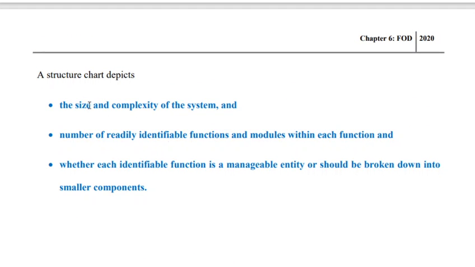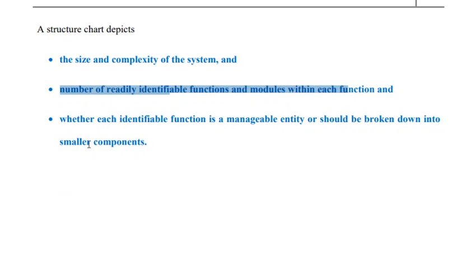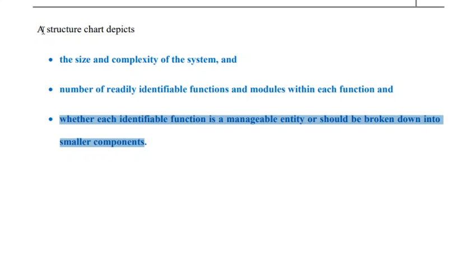A structured chart basically represents the size and the complexity of the system, the number of readily identifiable functions and modules, right? Within each function, it shows whether each identifiable function is a manageable entity or should be further decomposed or broken down into smaller components. That is what a structure chart is capable of depicting. It depicts the size and the complexity of the system, the number of identifiable functions and the modules within each process, and whether each module, each function, is an atomic function or has to be further decomposed.